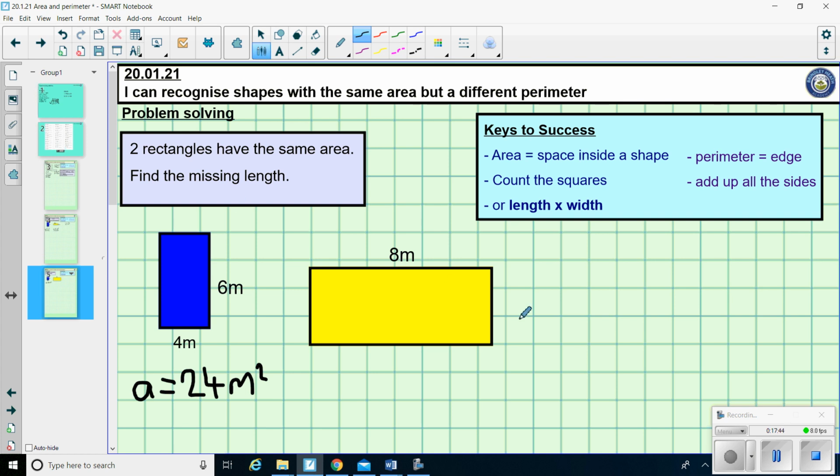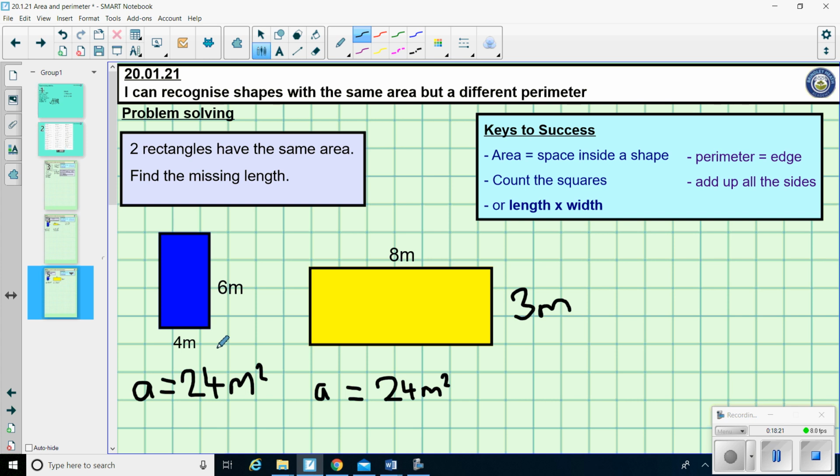Now they've said that this yellow rectangle has got the same area. So we know for this yellow rectangle, the area is going to equal 24 metres squared. And they've given us the length of one of the sides. They've told us that one of the sides is 8. So we've got 8 times by something gives the answer 24. Well, the other way of doing that is to do 24 divided by 8. So the width of my rectangle must be 3 metres. So 8 times 3 gives 24. Both the rectangles have got the same area, but they have got different side lengths.